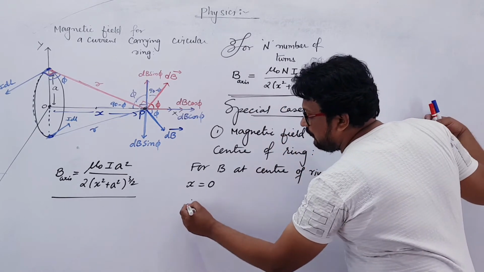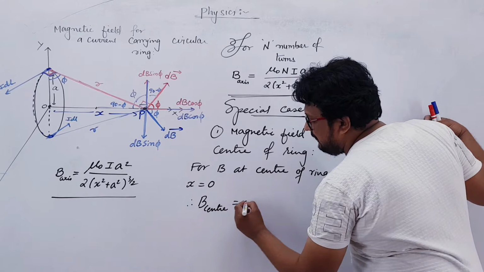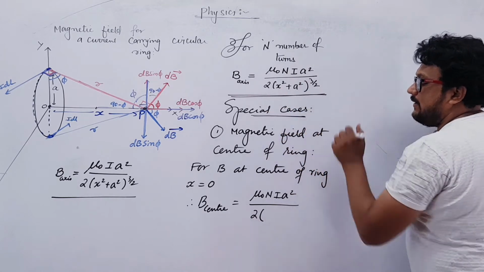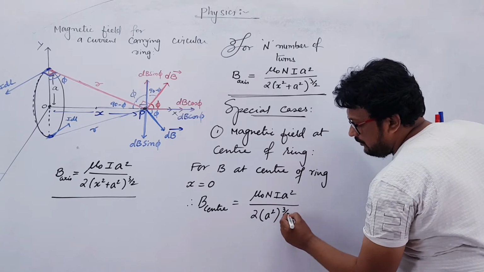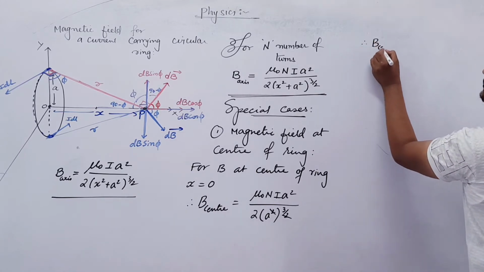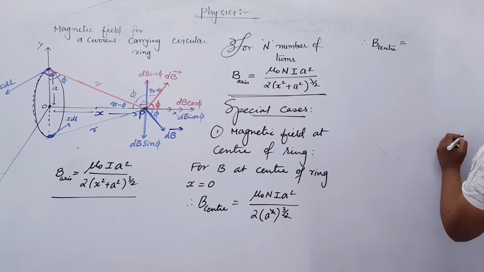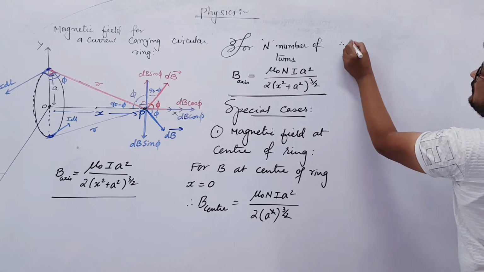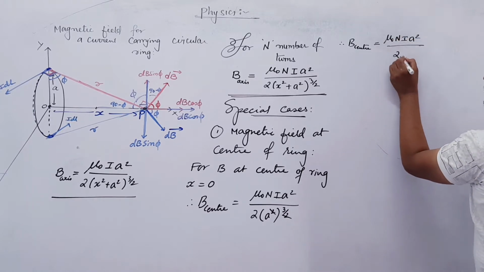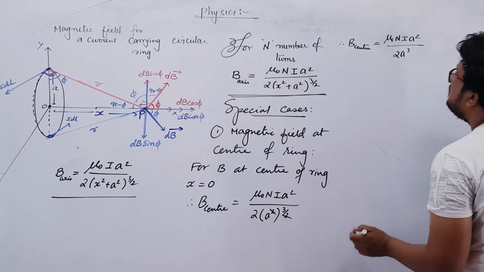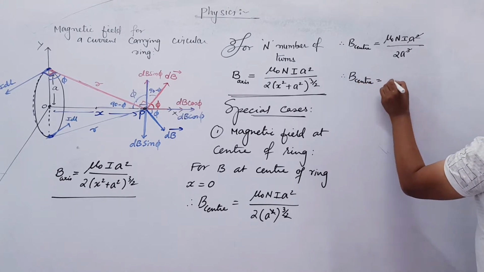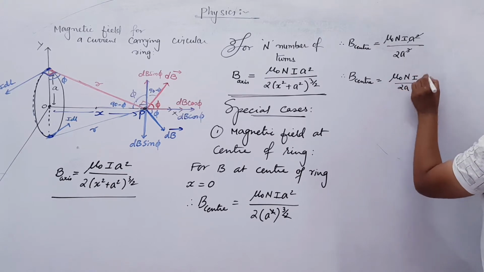So in this equation you can write, therefore B at center will be equal to mu naught n I a square over 2 into (x is 0, so) a square raised to 3 by 2. A square raised to 3 by 2. So here 2 and 1 by 2 will get cancelled out. Therefore B of center will be equal to mu naught n I a square over 2a cube, right? So obviously a square and here a square will get cancelled out. Therefore the magnetic field at the center of the ring will be equal to mu naught N I over 2a, and this is the most important equation.